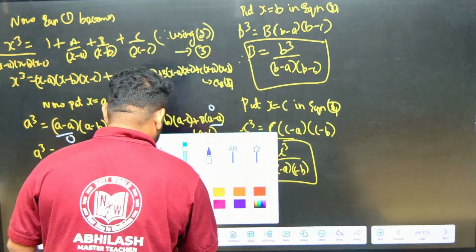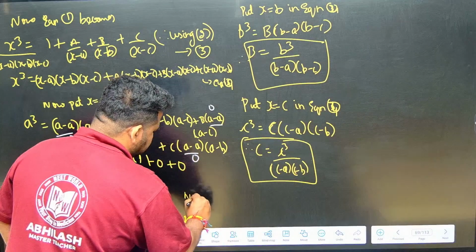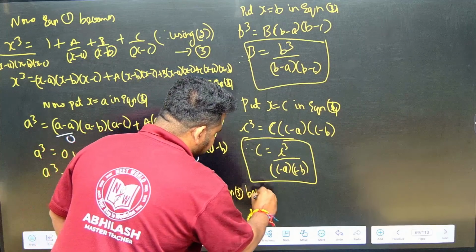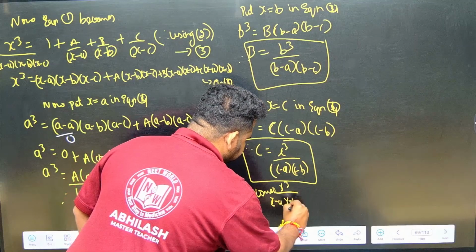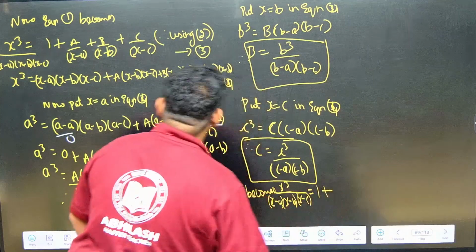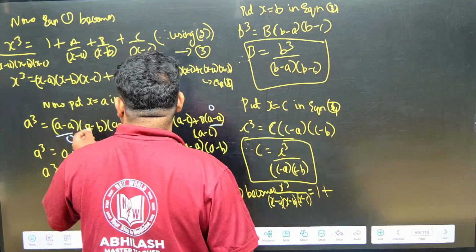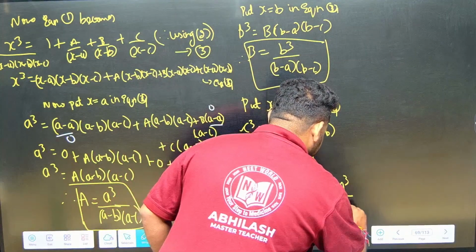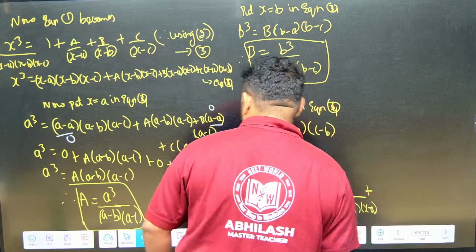See here, this is the final step. Now therefore equation 3 becomes x cube by x minus a, x minus b, x minus c, which will be equal to 1 plus a cube by a minus b into a minus c into x minus a. That will become a cube by a minus b into a minus c into x minus a, plus what do we have?